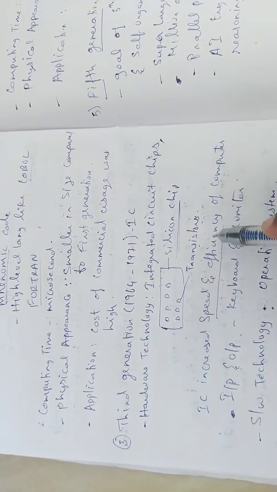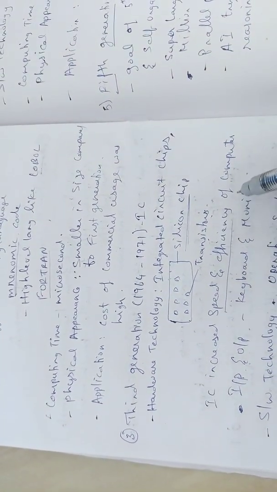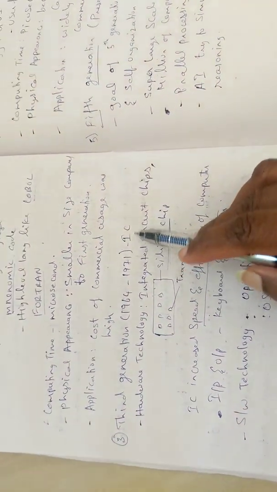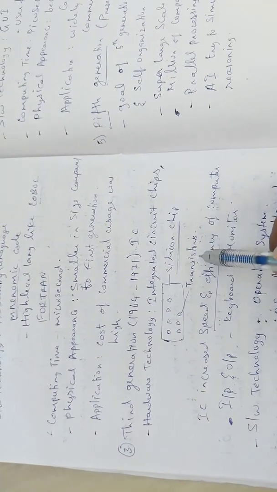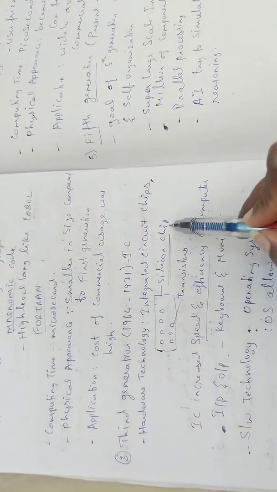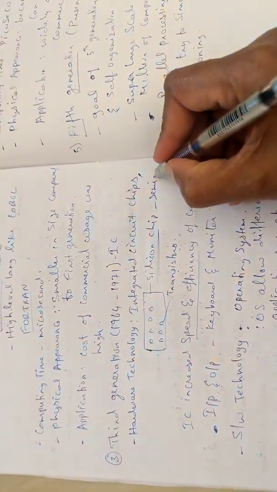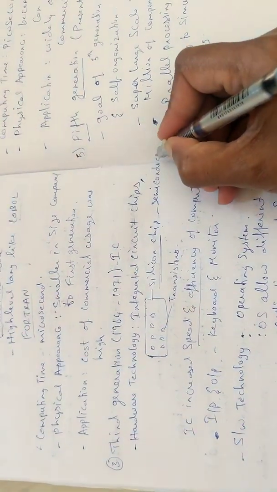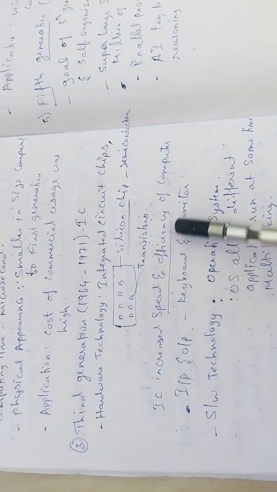This is very important. It has increased the speed compared to your second generation. It has increased the speed and efficiency of the computer also. So that is your hardware: the introduction of IC, integrated circuits, where many transistors have been combined into one single chip called a silicon chip. It is one of the semiconductors where you can do electronic things easily, right? So next, speed and efficiency.